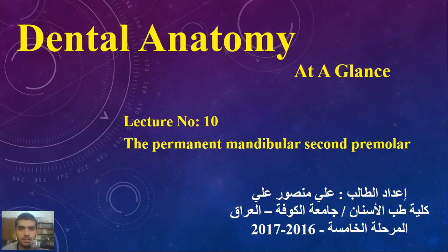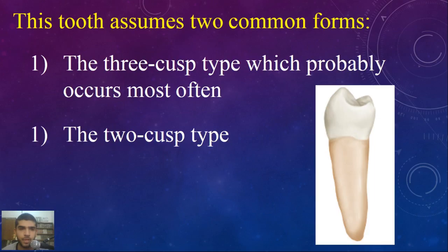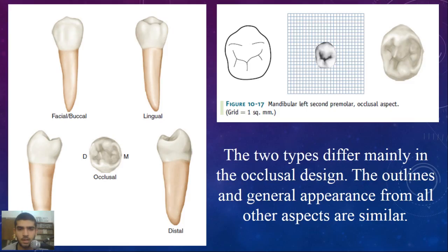Dental Anatomy at a Glance, Lecture 10: the Permanent Mandibular Second Premolar. This tooth assumes two common forms. The first one is the three-cusp type, which probably occurs most often, and the second is the two-cusp type. This is the three-cusp type. We can see this is the buccal cusp, and we have mesiolingual and distolingual cusps. So we will discuss the three-cusp type because it is the most common type.